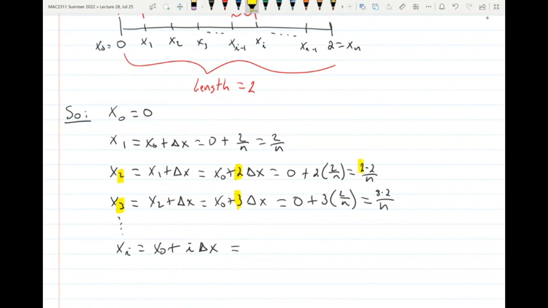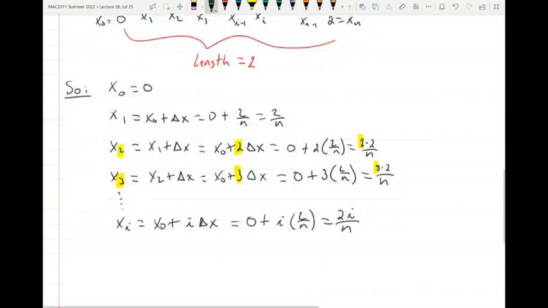Notice that there is a 2 here, here is a 3, and here is a 3. So this would be 0 plus i times 2 over n. So the formula is 2i over n. Okay? So again, it's consistent, right? So we have xi is 2 times i. We have a 3, 2 times 3, 3 times 2, whatever you want.